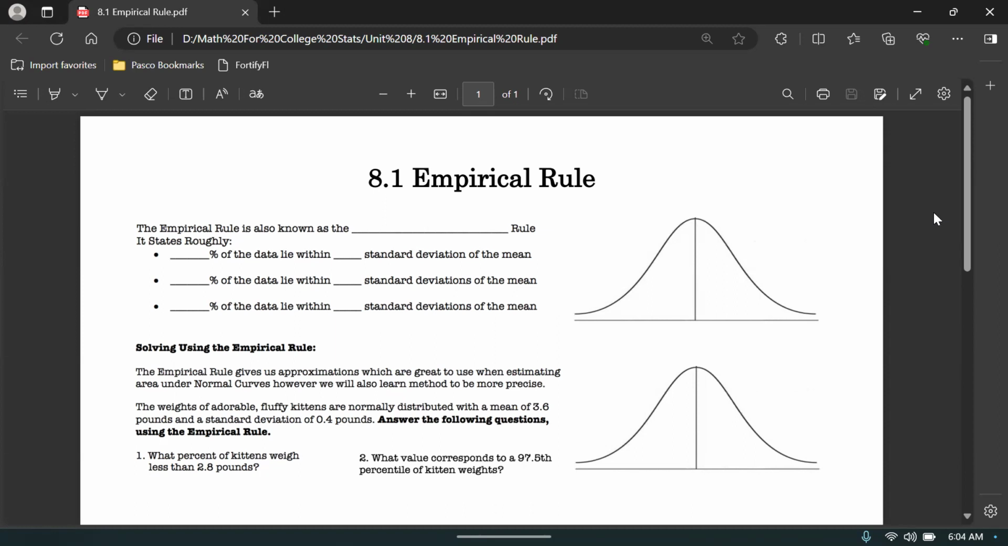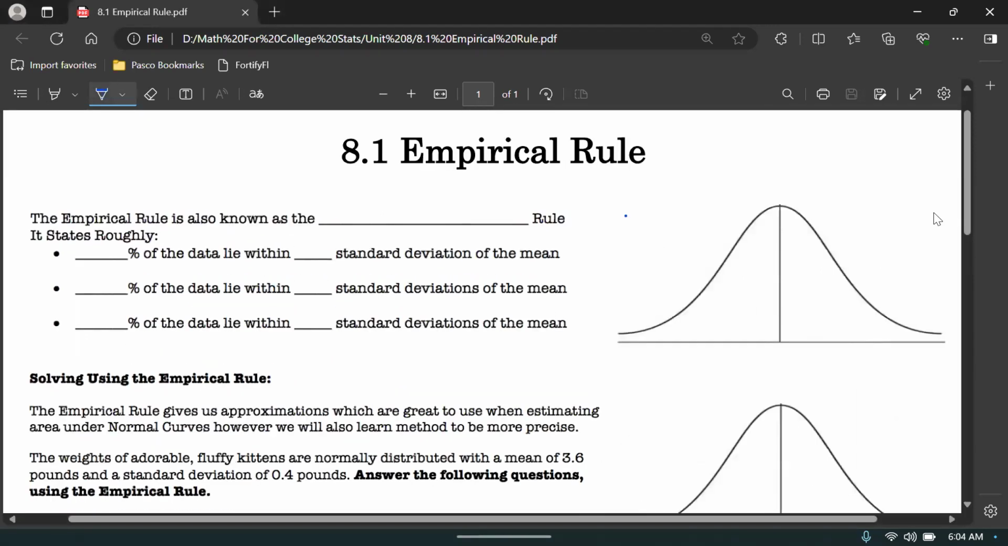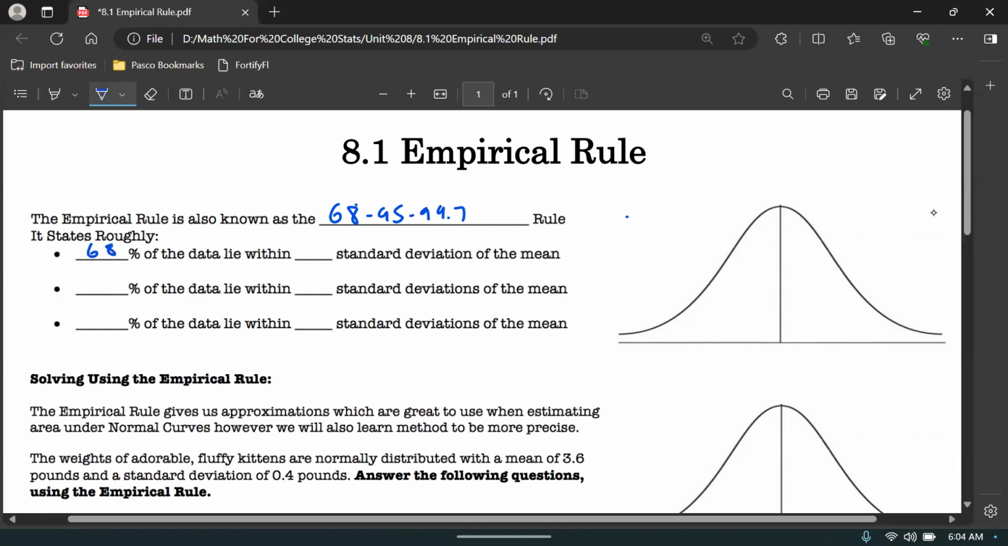The empirical rule is also known as the 68, 95, 99.7 rule. And that's because 68% of the data lie within one standard deviation, 95% of the data lie within two standard deviations, and 99.7% of the data lie within three standard deviations.